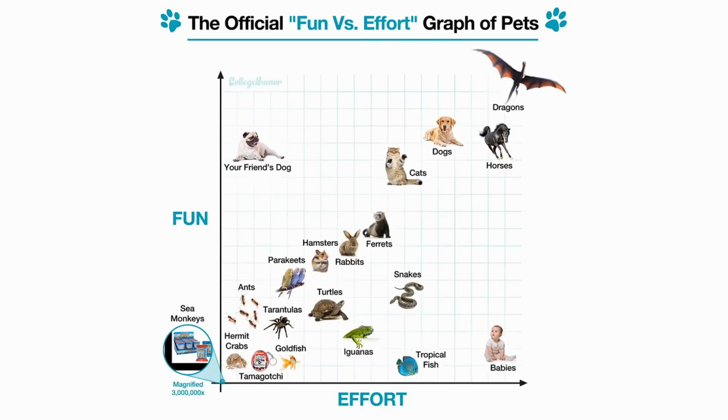Here's a fun scatter plot showing the level of fun that a pet has and the level of effort required to keep it. So for example, right down the bottom there at 0 fun but also 0 effort, you have things like sea monkeys and Tamagotchis and ants. Really fun and low effort is your friend's dog, right? Because you get to have lots of fun with him and then you get to give him back. Lots and lots of effort, not a lot of fun, we have babies, which I can personally confirm, although babies are kind of fun sometimes. And then up in the very top, lots and lots of fun, lots and lots of effort, we have animals like dogs, horses, and dragons.